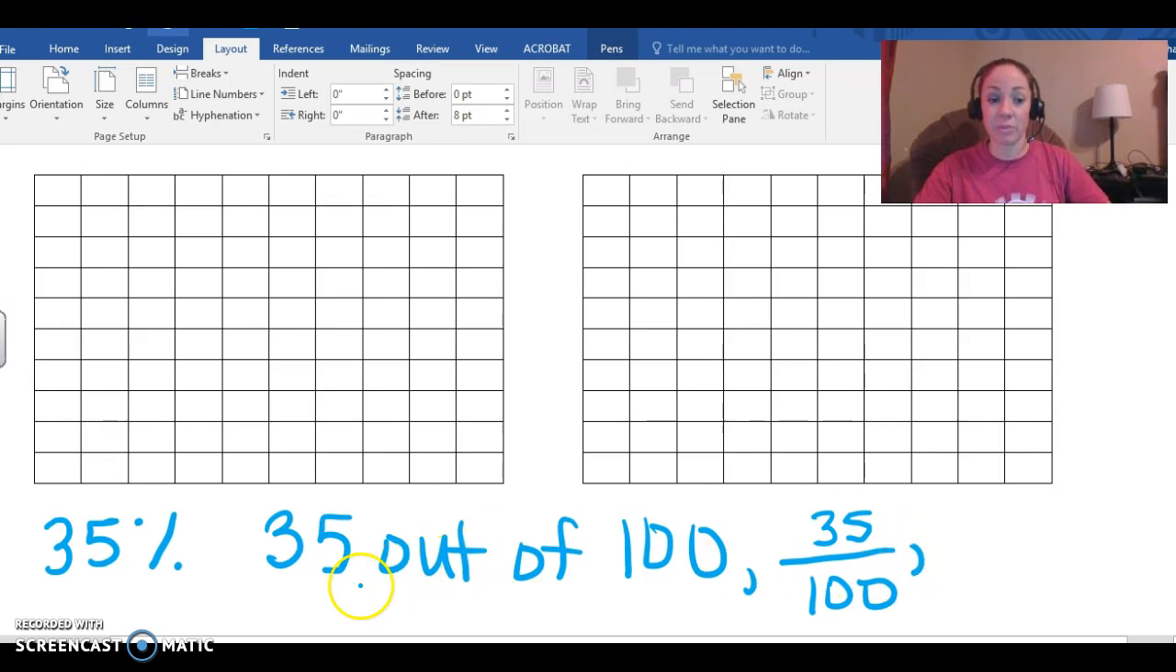Or 35% shown as a decimal. The decimal part is pretty simple. Just a little trick: all you have to do is move over 2 decimal points, and 35% shown as a decimal is 0 and 35 hundredths.